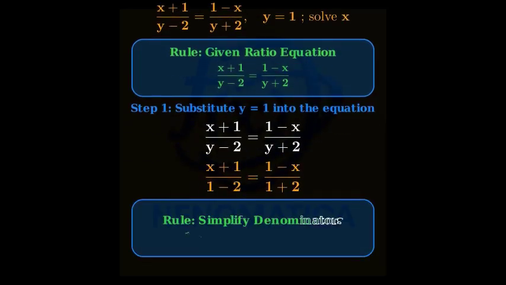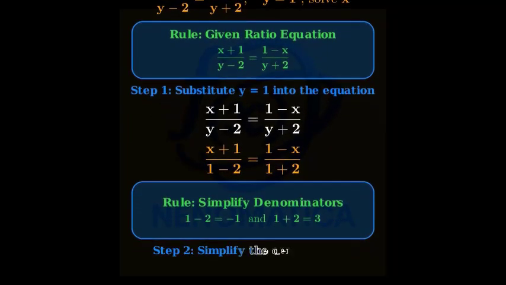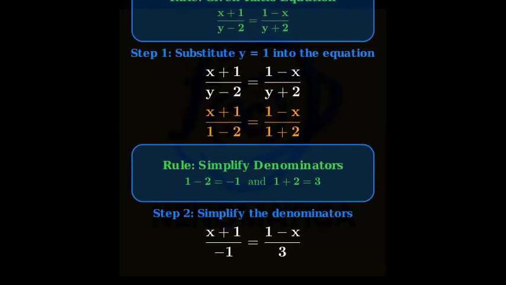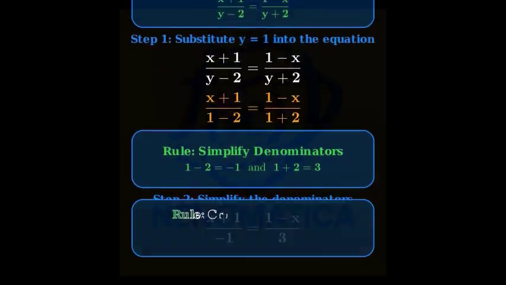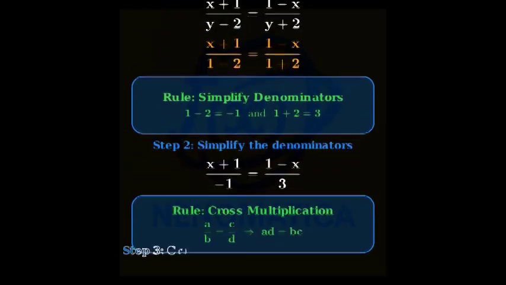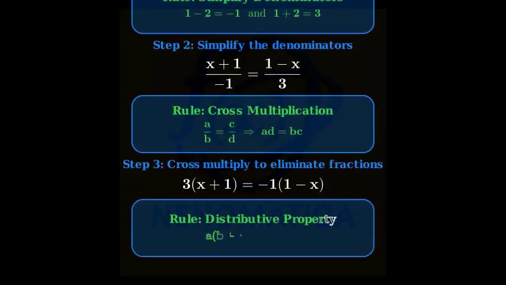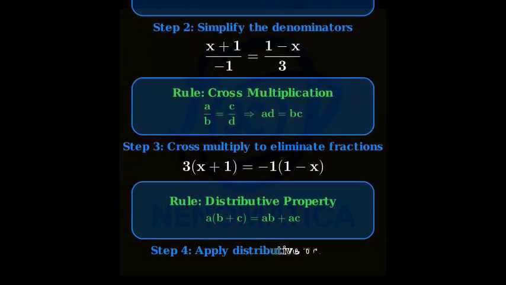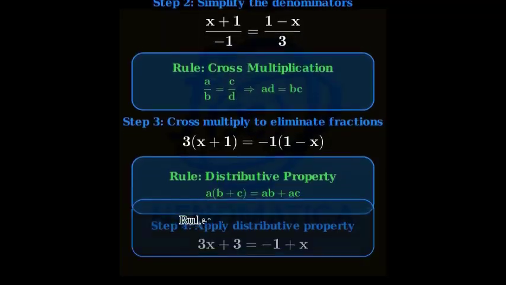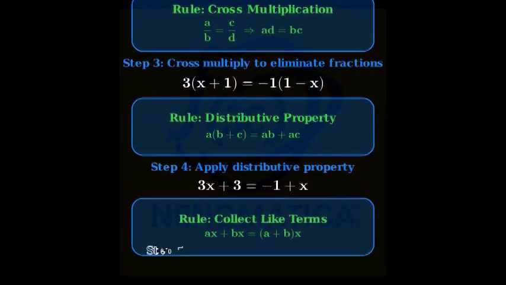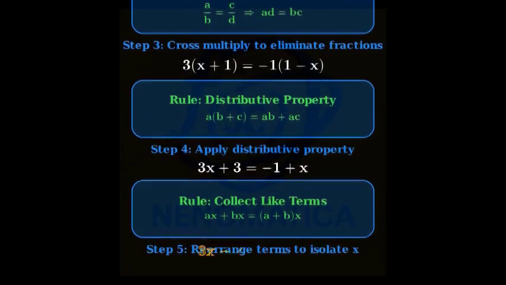Step 2. Simplify both denominators. 1 minus 2 equals negative 1, and 1 plus 2 equals 3. Step 3. Cross multiply to remove the fractions. Step 4. Apply the distributive property on both sides. Step 5. Collect like terms to isolate x.